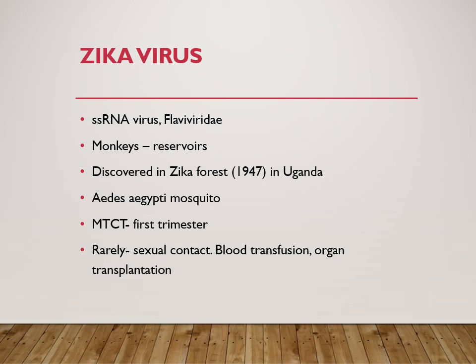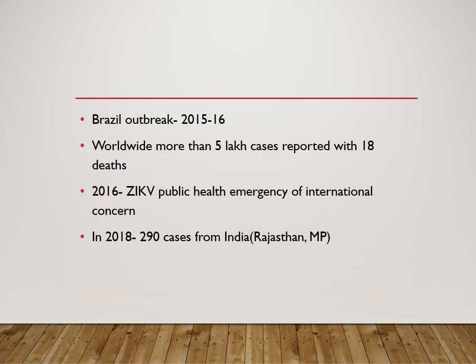As such, Zika virus does not cause so much problem. It causes mild infection, but it becomes important when we talk about congenital infection because this virus is transmitted perinatally. So there is mother to child transmission, and this transmission from mother to child is the most common route and very important. Rarely, sexual contact, blood transfusion, or organ transplantation can be routes of transmission of this virus.